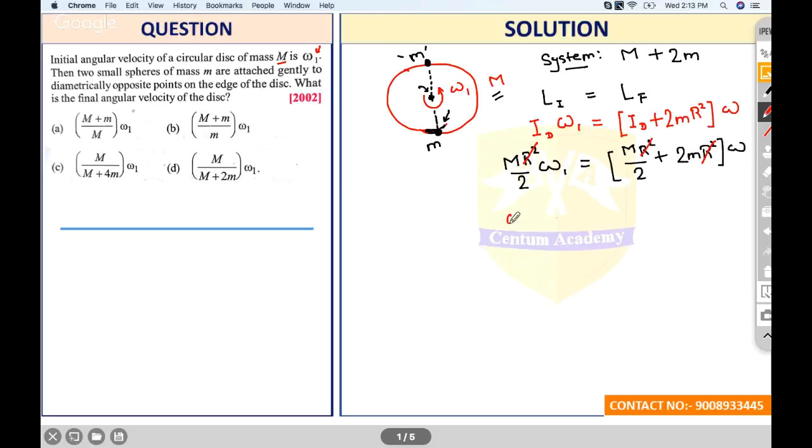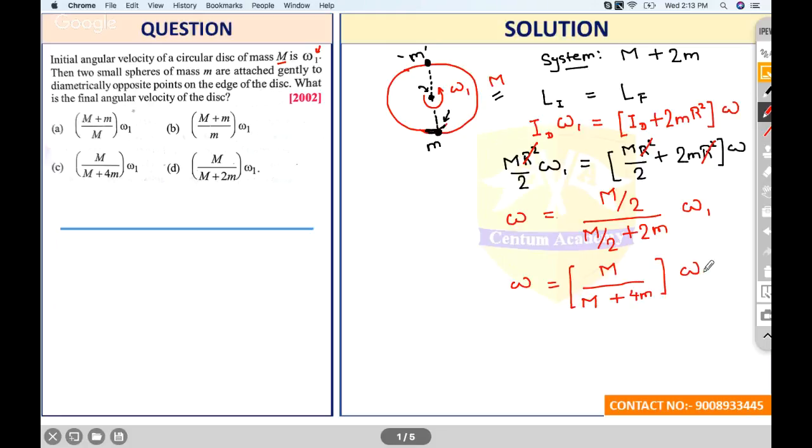Okay, so omega will come out to be M by 2 divided by M by 2 plus 2m, times omega 1. So angular velocity will come out to be M divided by M plus 4m times omega 1. So you can see that option number C is correct. All right, so like this, you can solve this particular question.